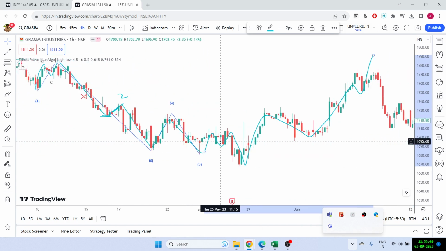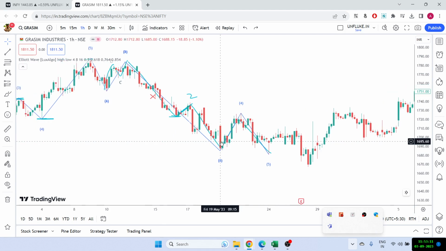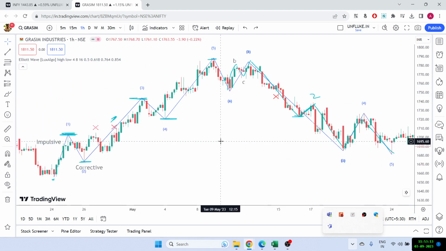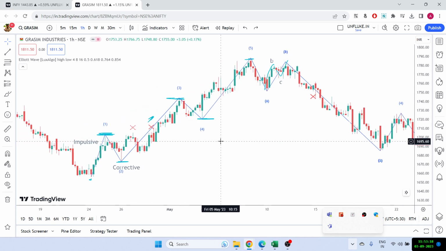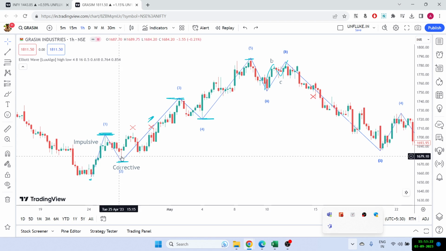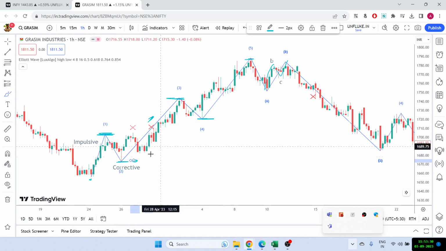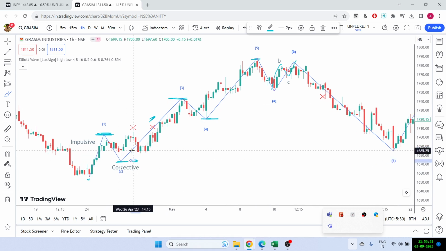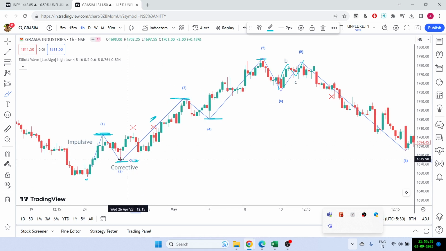So let me just remove these extra lines. How are we actually going to take an entry? Once we have got this corrective wave, we can take an entry here. This is the first entry, a buying entry in an upward direction. And we also see a hammer here, giving us a good indication that this is the end of the correction. So we can take an entry here. This is the first entry.